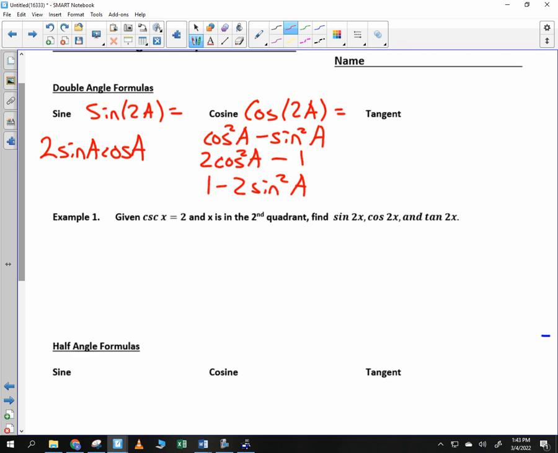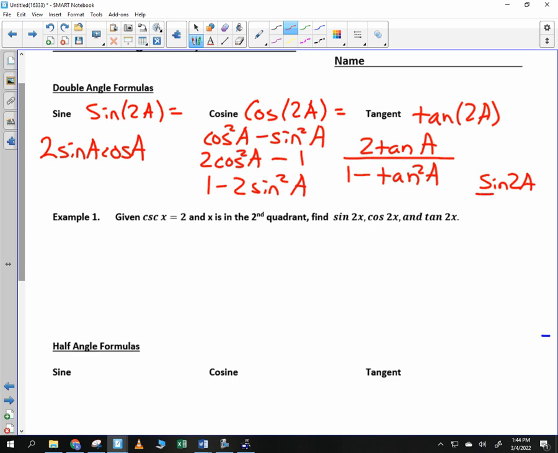The next one would be tangent. Tangent of 2a ends up being 2 tangent of a over 1 minus tangent squared of a. I never use that one because there's a different formula I like better. I like to use just sine of 2a divided by cosine of 2a. They are the same.